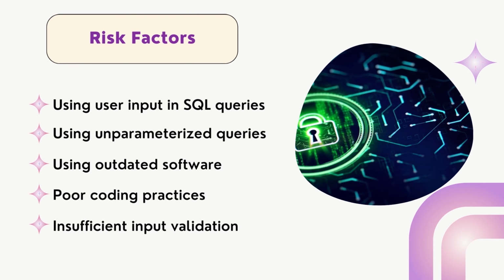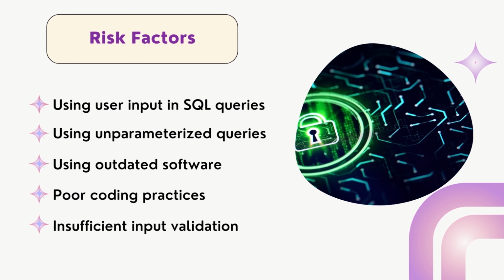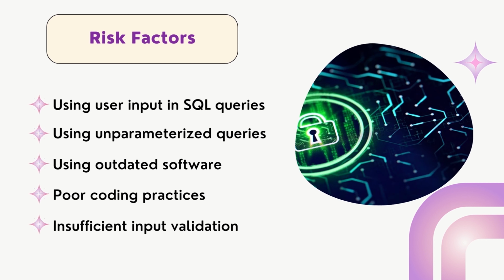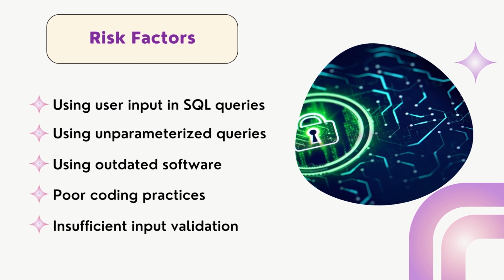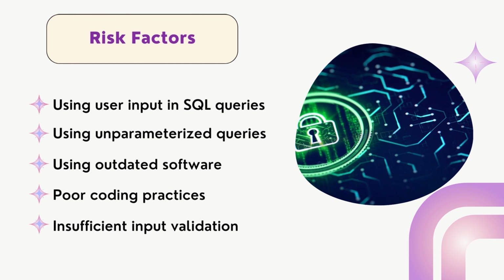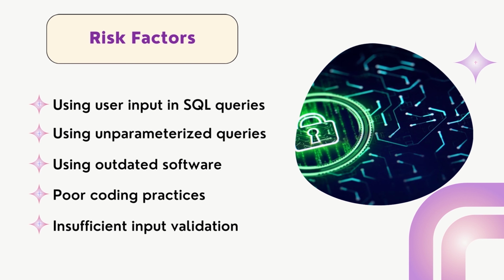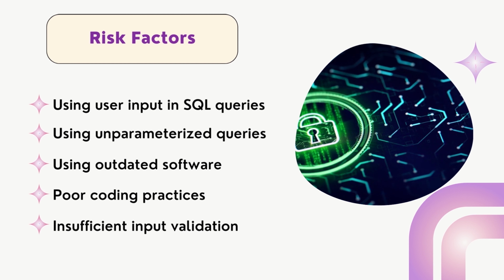Talking about the risk factors of SQL injection, number 1 being using user input in SQL queries. This is the most common way that SQL injection attacks are carried out, and when user input is used in SQL queries, it is very important to validate the input to ensure that it does not contain any malicious code. The second point is using unparameterized queries. Unparameterized queries are those that are not properly prepared before they are executed, and this can make it easier for attackers to inject malicious code into the queries.